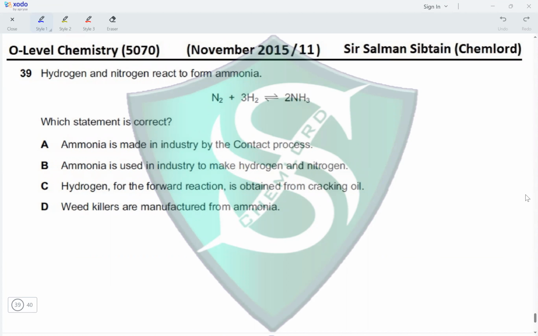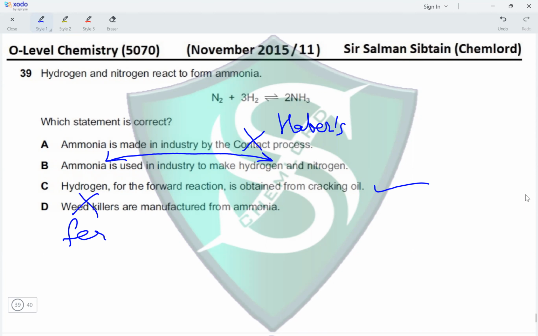Next, hydrogen for the forward reaction is obtained from cracking oil. Yes, cracking of petroleum produces hydrogen, which is used in the Haber process. Nitrogen comes from the fractional distillation of air. And the last one, weed killers are manufactured from ammonia. No, fertilizers are manufactured from ammonia. Therefore, the correct option for this question is option C.